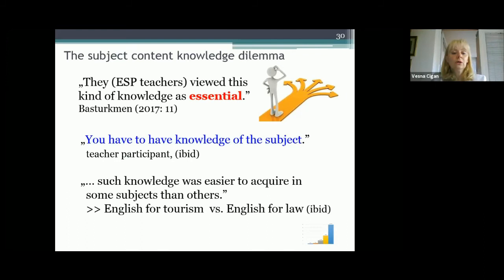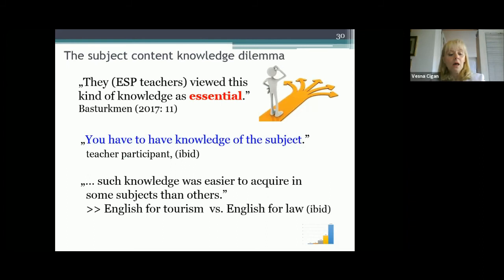To acquire the background knowledge in teaching English for tourism was regarded easy, whereas a teacher of English for law reported the necessity for acquiring various kinds of knowledge, among which are the language of the law, the situations that language is used in, the way a court works, and the different types of crimes.